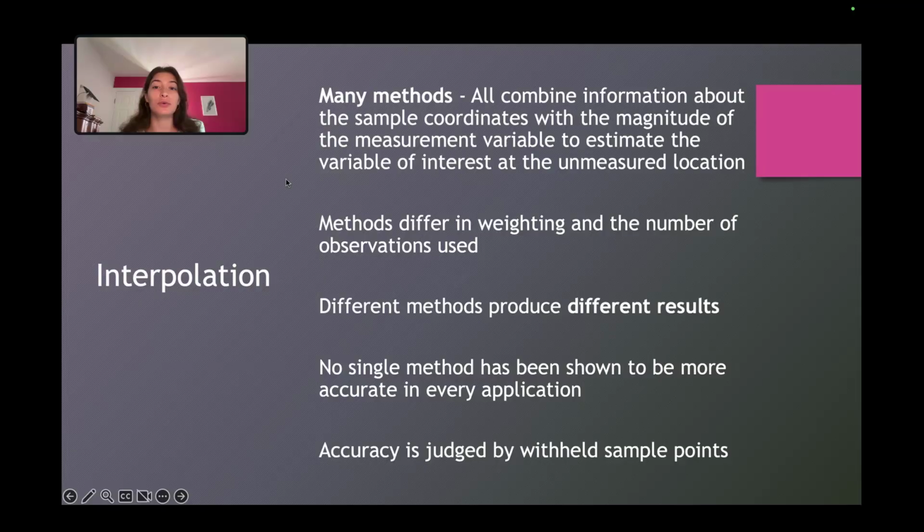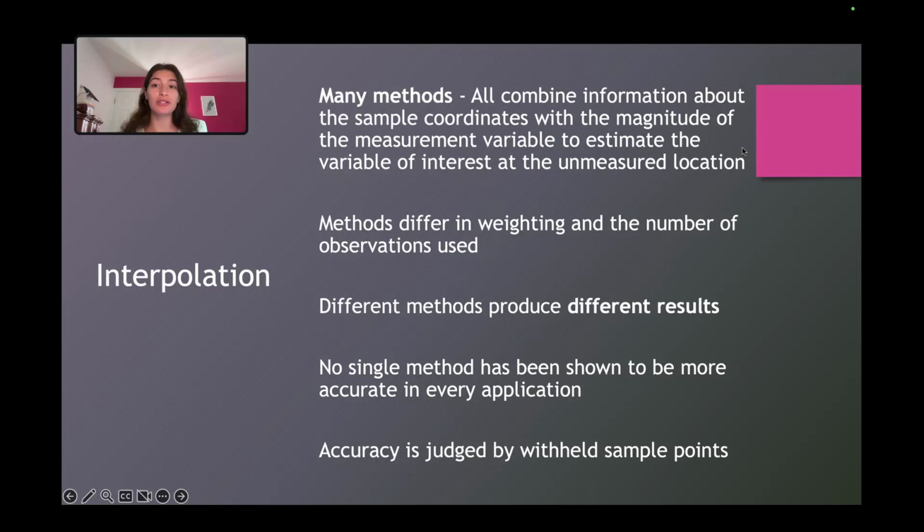There are many methods to interpolate. Methods differ in the weighting and the number of observations used. These different methods will make different results for you. There's no one method that is the best way to go about it, and your accuracy is judged by withheld sample points. So when you interpolate and you pull back a few of those sample points, you see how much does my overall value or my overall assumption change.